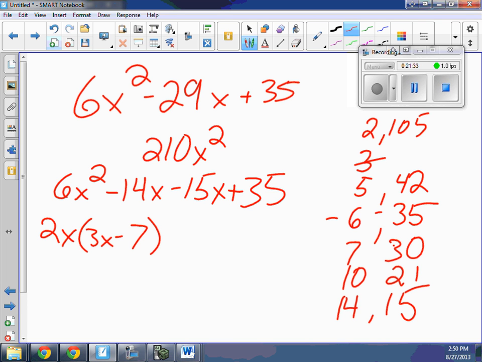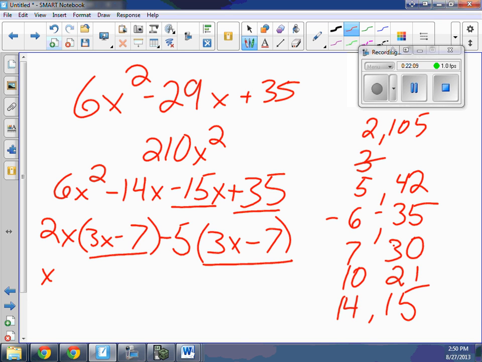Right, when I'm finished, I'm going to have x. I want to end up with 3x minus 7. This parenthesis and that parenthesis have to match. Well, if I pull out a 5, do they match? Almost. The numbers are right, but the signs are wrong. So you need to pull out a negative 5, and that will change both of those to match the first set of parentheses. So my roots are going to be 7/3 and 5/2.